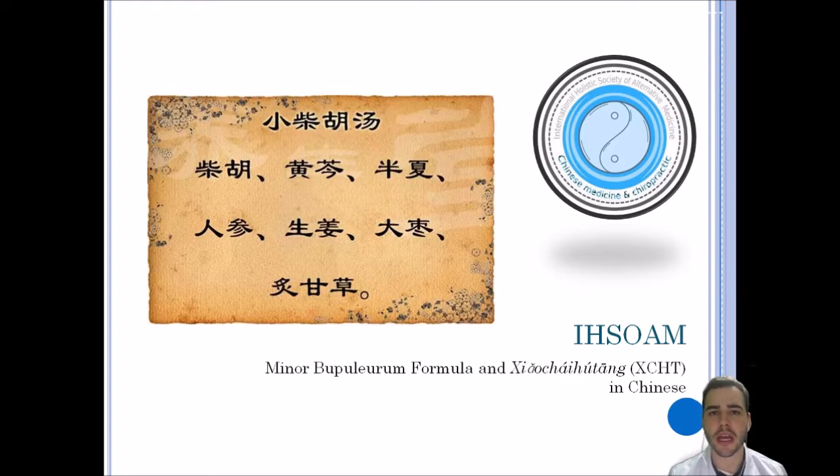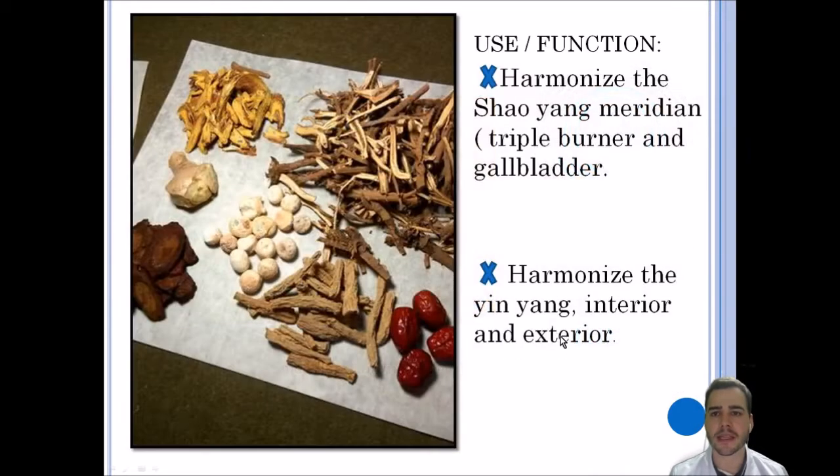Formulas in 10 minutes. Today we are going to talk about Xiao Chai Hu Tang. The English name is Minor Bupleurum Formula, in Chinese, Xiao Chai Hu Tang. We are going to start with the Xiao Chai Hu Tang function. The main function is to harmonize the Shaoyang stage, the gallbladder and the triple burner, and then to harmonize the yin-yang, the interior and the exterior.